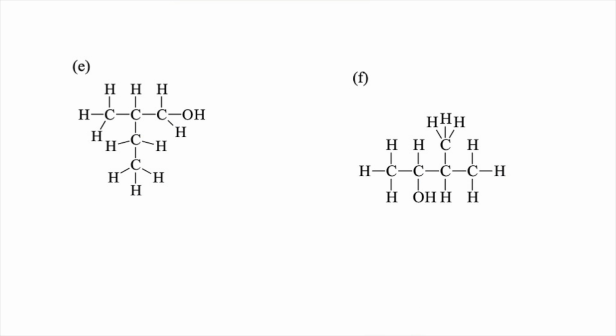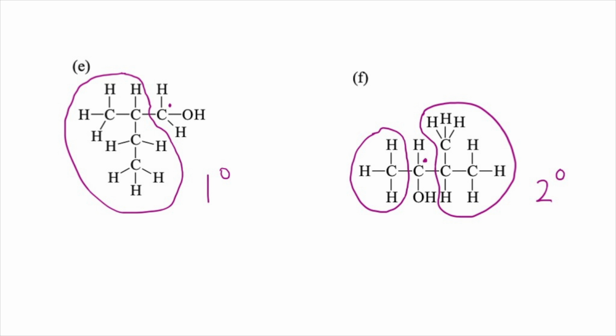So here are 2 more alcohols we'd like you to have a go at classifying. Pause the video, decide whether they're primary, secondary or tertiary, and then we'll go for the answers. So alcohol E is classed as a primary alcohol because there's 1 alkyl group attached to the carbon next to the OH, and alcohol F is classed as a secondary alcohol because there's 2 alkyl groups attached to the carbon next to the OH.